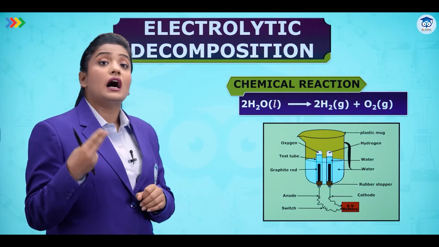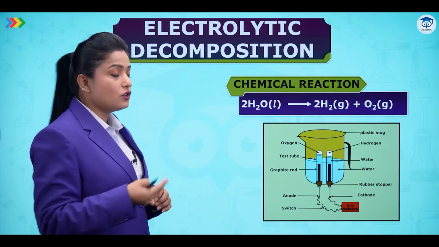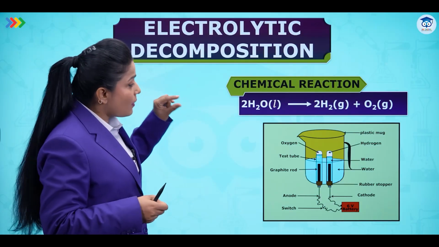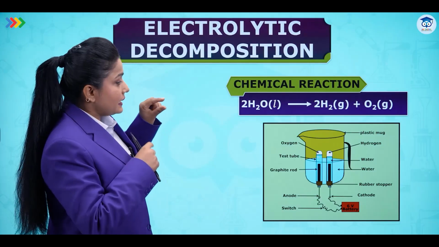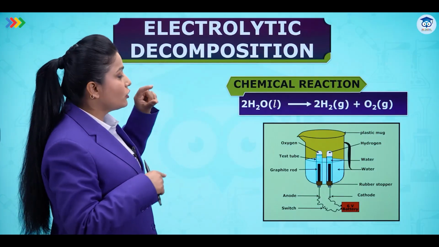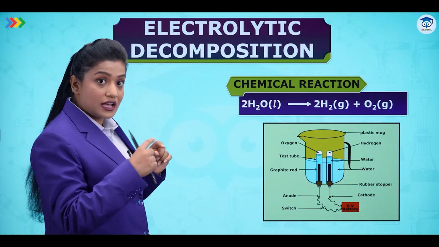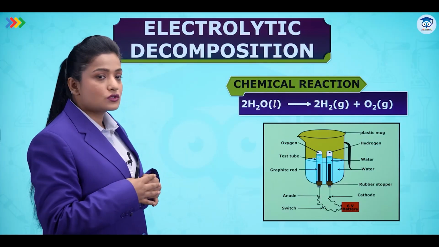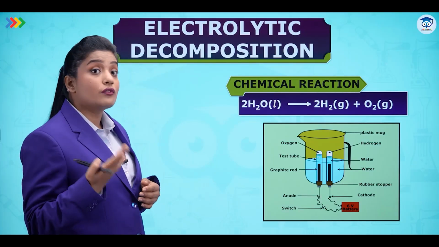Now another important observation that can be seen over here is that the amount of oxygen gas formed is half of the amount of hydrogen gas formed. The hydrogen gas is double that of oxygen. Why so? And how do we remember that?